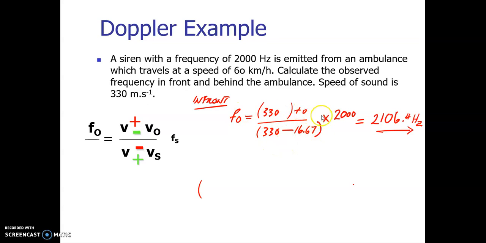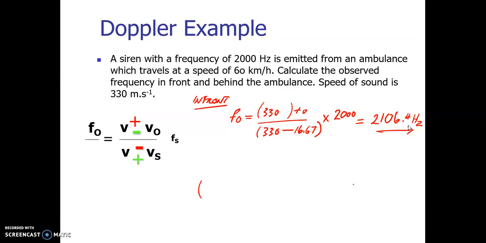And then you've also got to multiply that by fs, the frequency of the source. And the frequency of the source, you were told here, is 2000 Hertz. If you push all the right buttons on your calculator, you should land up with this number there.